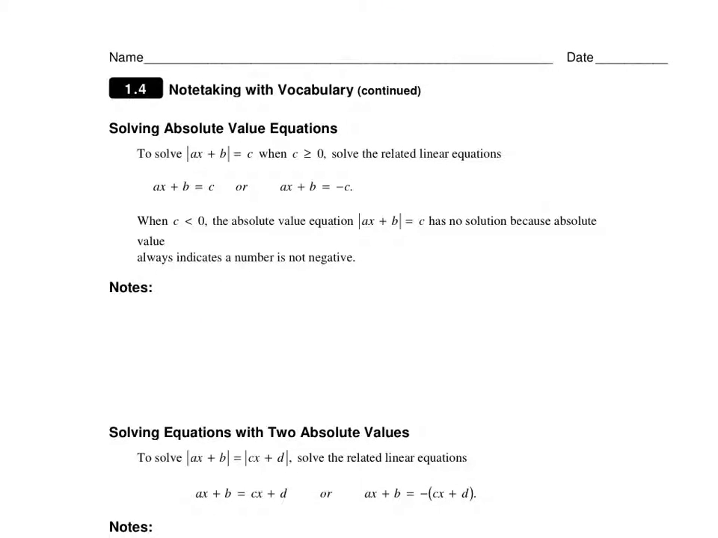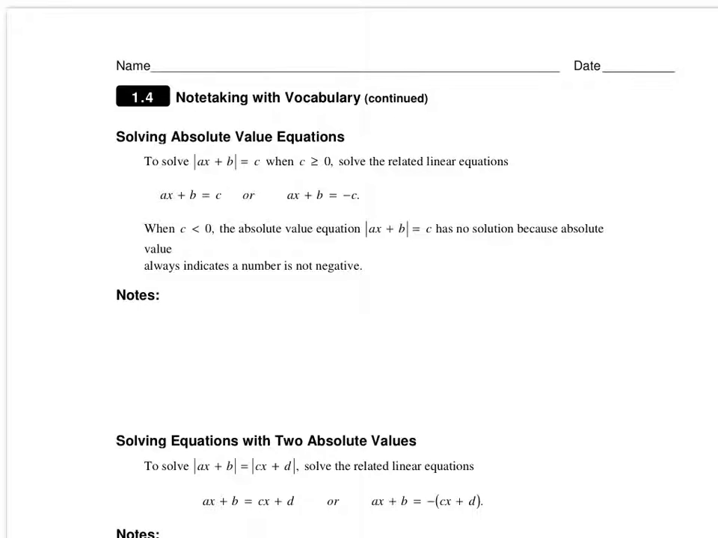So what if we have some more complicated equations here? Well, here are the steps for solving absolute value equations. If we have the absolute value of ax plus b equals c, where a, b, and c are just plain old numbers, positive or negative, then c has to be a positive number, because remember, when we take the absolute value, we always get a positive number.